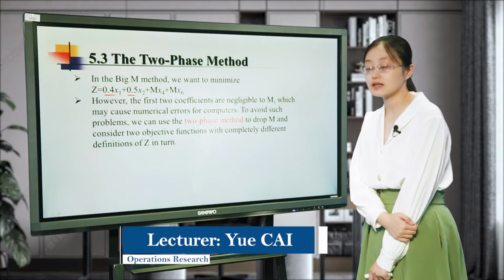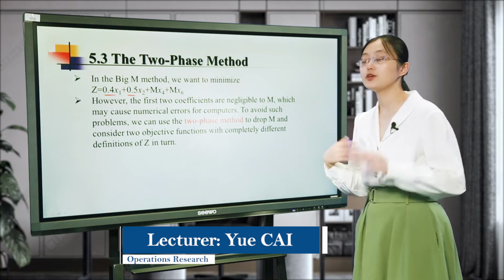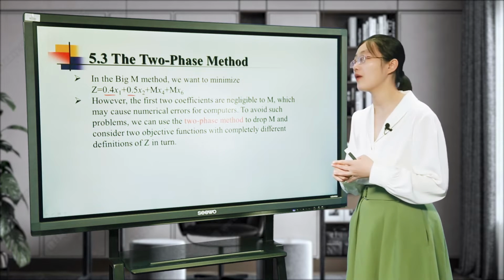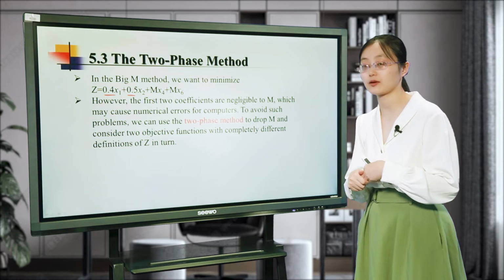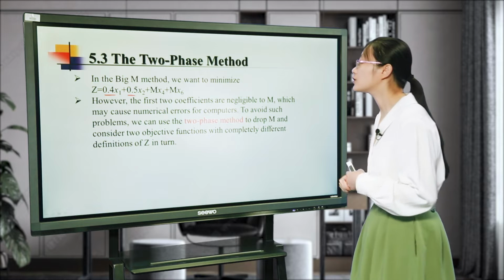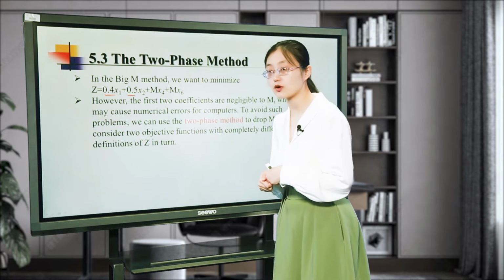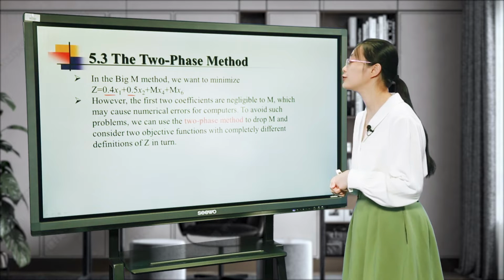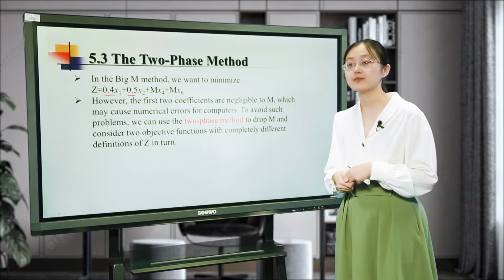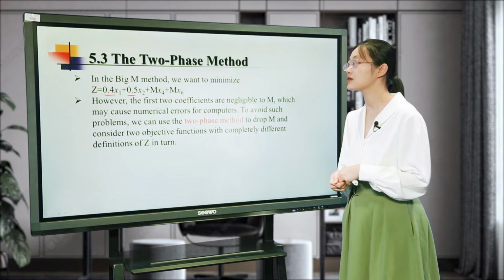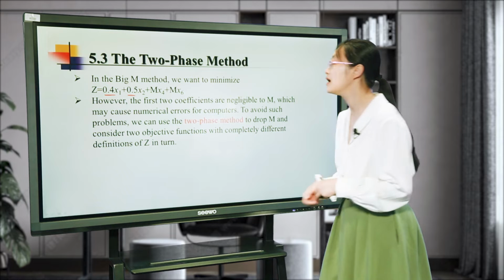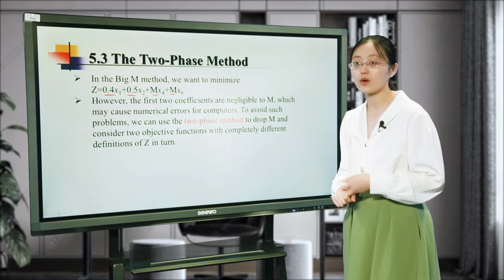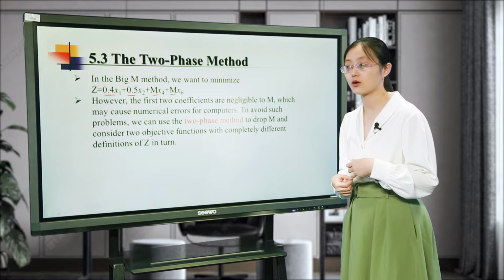These two decimals are actually negligible to M. So with these small numbers, if we use computers to apply the simplex method, some numerical errors may happen during the computation. So in order to avoid such errors in the big M method, we would introduce the two-phase method. The two-phase method is another way of solving linear program problems and dealing with these big M's. But this is an easier way to avoid numerical errors.